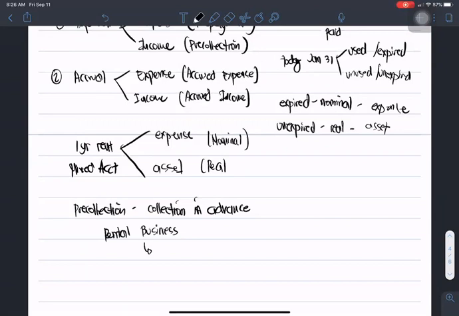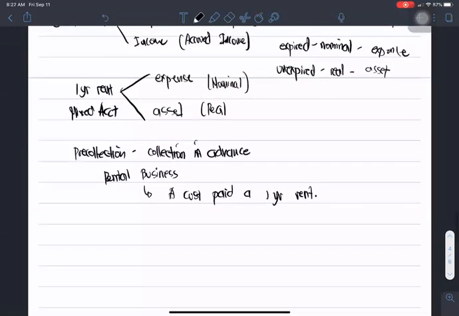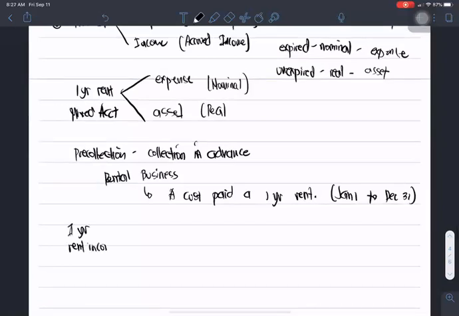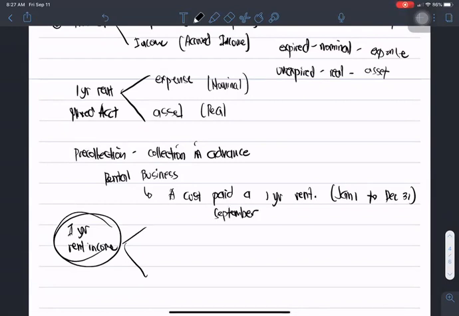you require a pre-collection. So let's say a customer paid a 1-year rent, from January 1 to December 31. So I have here 1-year rent income. However, guys, let's say today is only September. So we have here a portion that is already used and unused for the 1-year rent income.